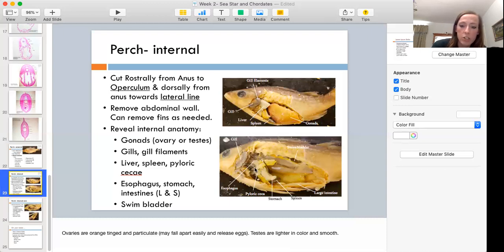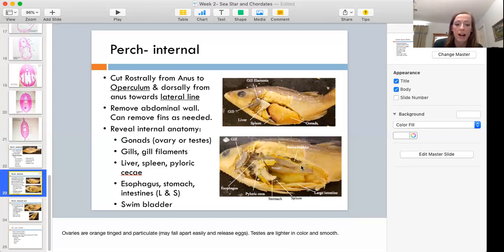And then there are also pyloric cecae, which are shown here. These help with digestion. You can also now see the swim bladder. It's going to be sort of up in this region here. It's going to be more dorsal than the gonads. So you can see this fine membrane here. You can actually cut it open as well.